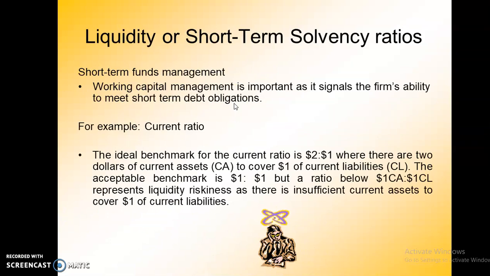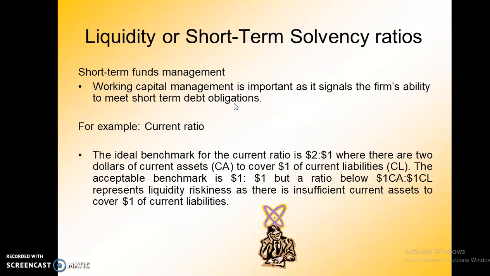The second category of ratio is known as liquidity ratios. These ratios tell about the working capital management of the business. These ratios tell about the ability of the firm in meeting the short-term obligations. The first and most important ratio is the current ratio. This ratio tells about how well the firm is managing the liquid assets.